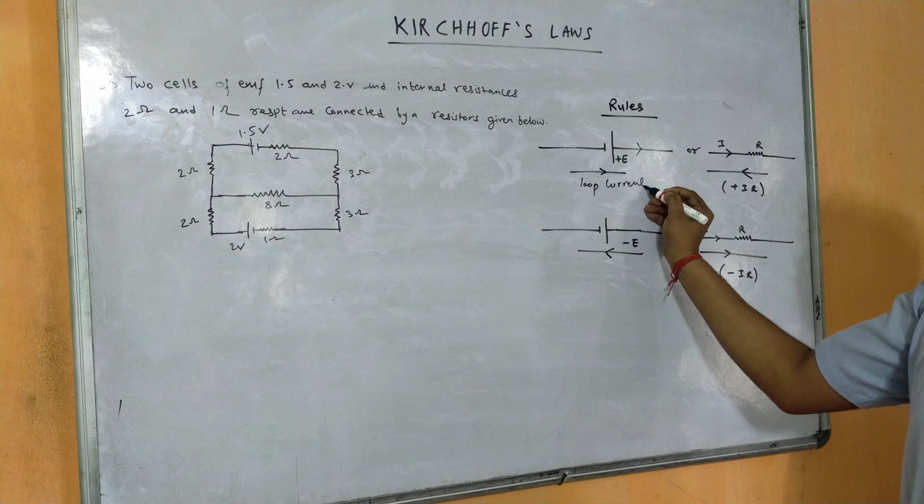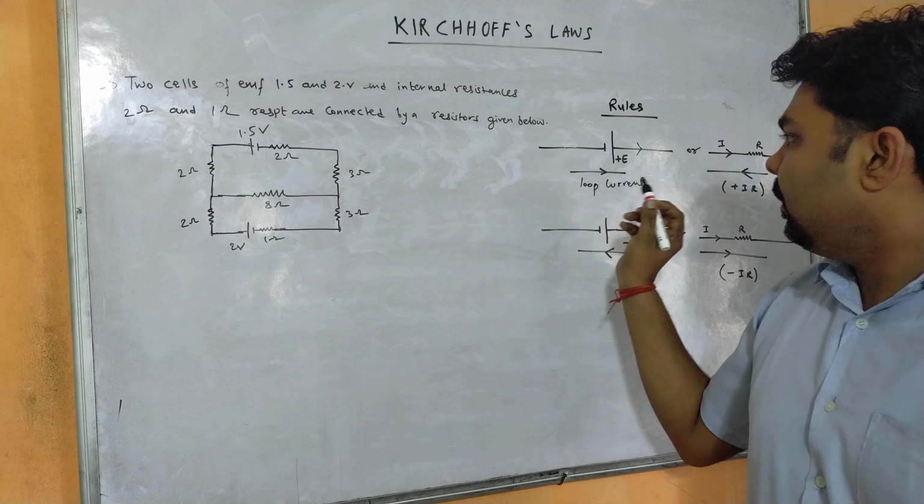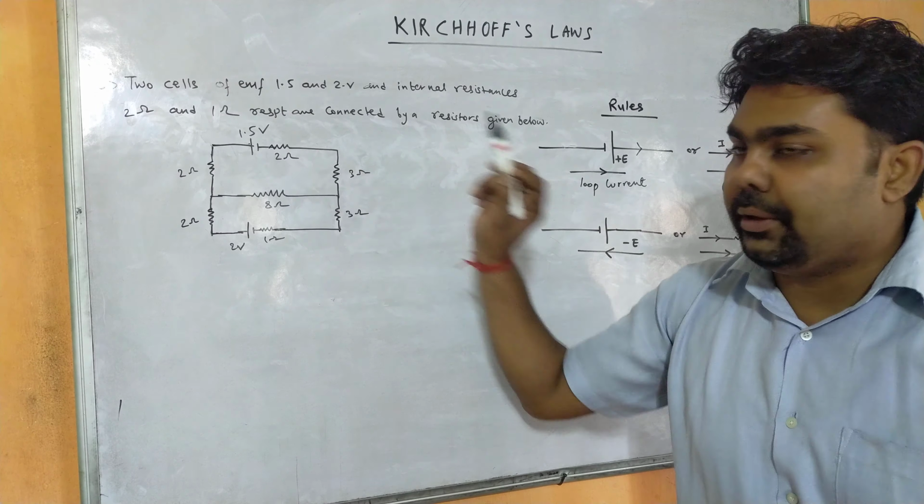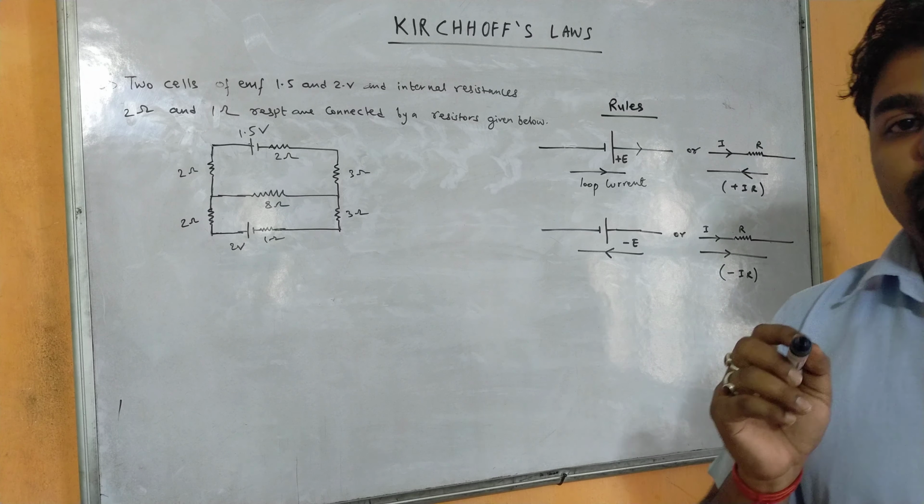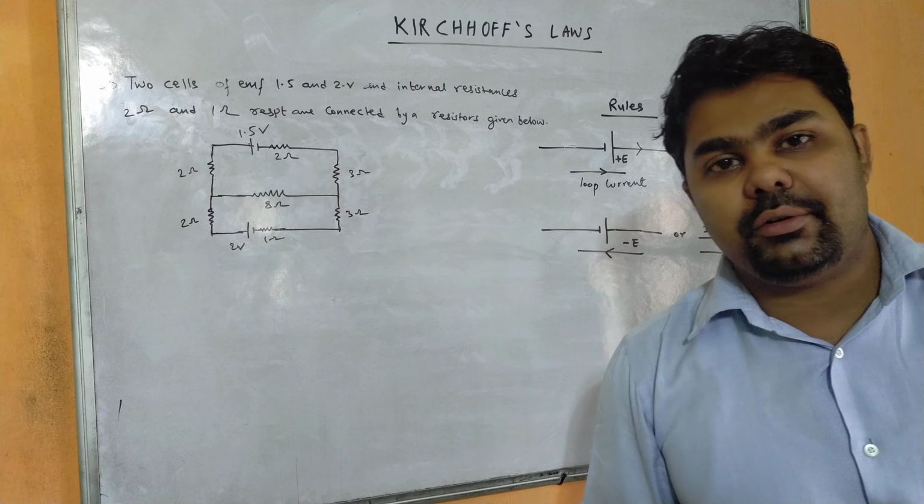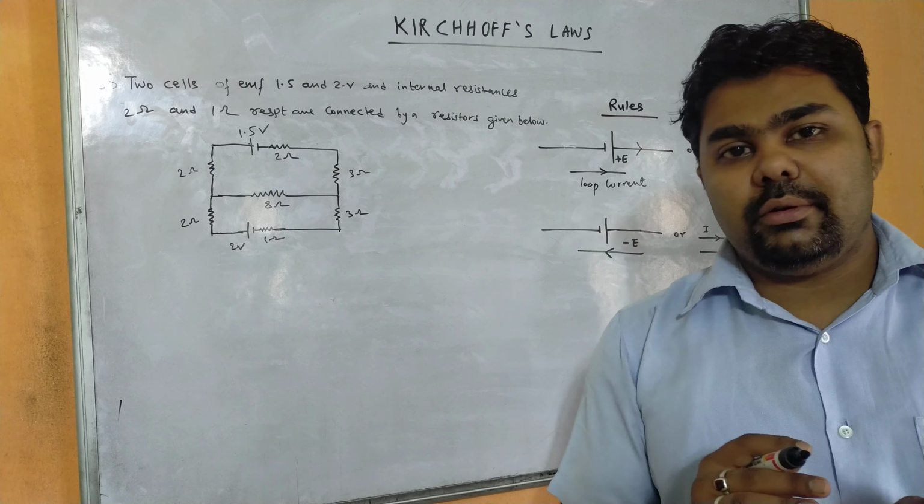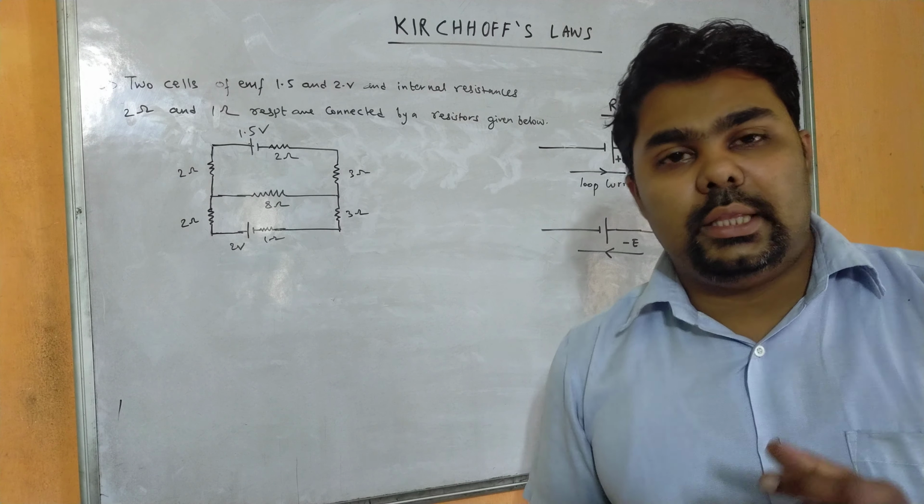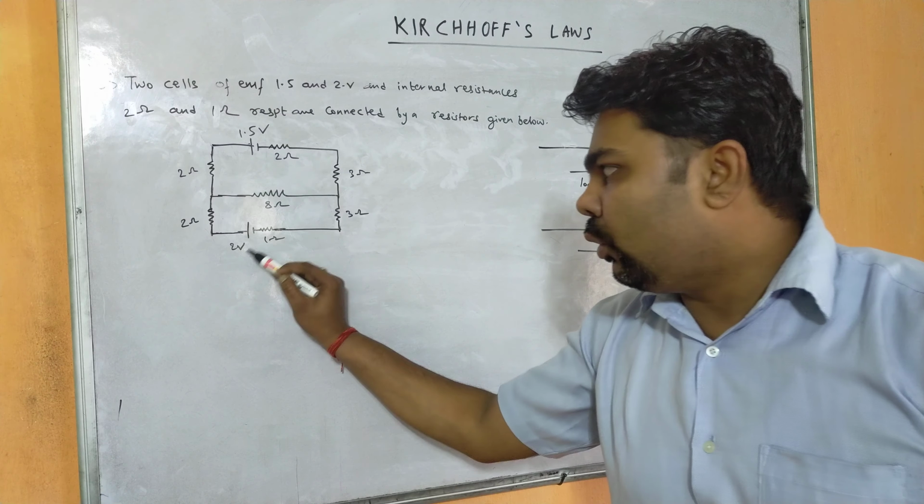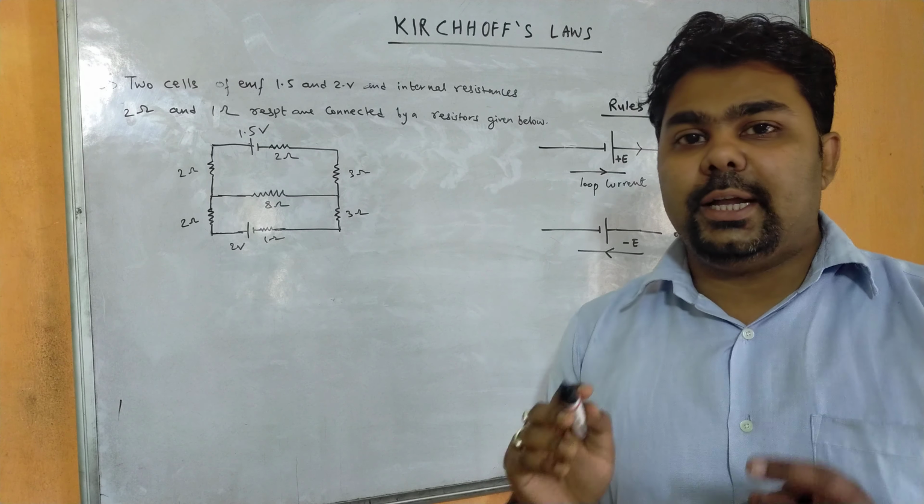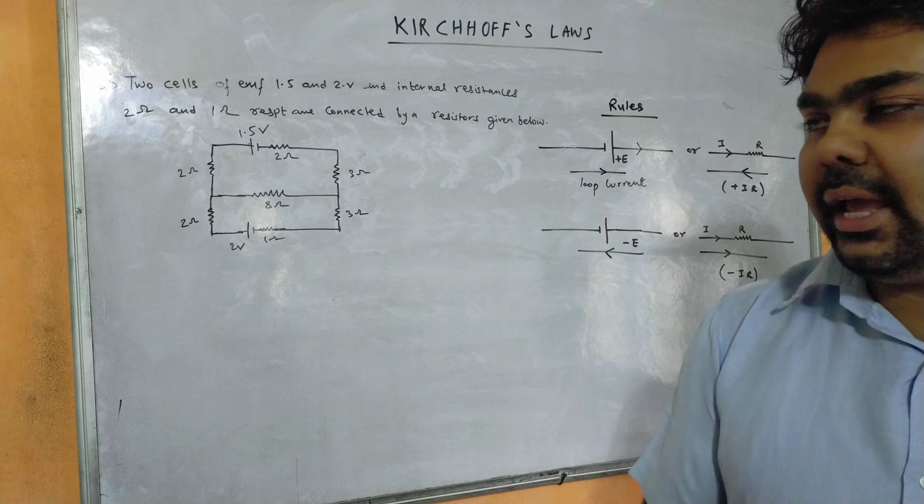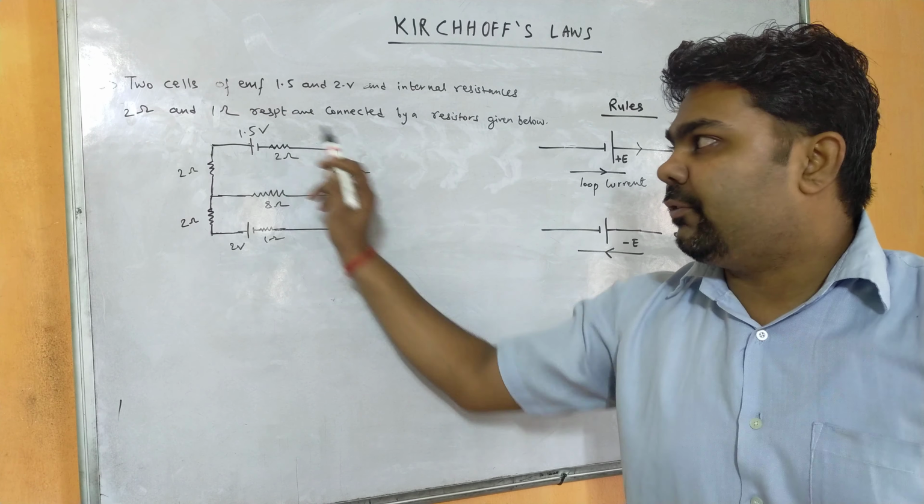And this loop current depends upon the voltage of your battery. Now, if in a circuit there are two batteries and one battery is stronger than the other, say one is 2 volt and one is 1.5 volt, that means the loop current will be drawn according to 2 volt, not 1.5 volt, right?